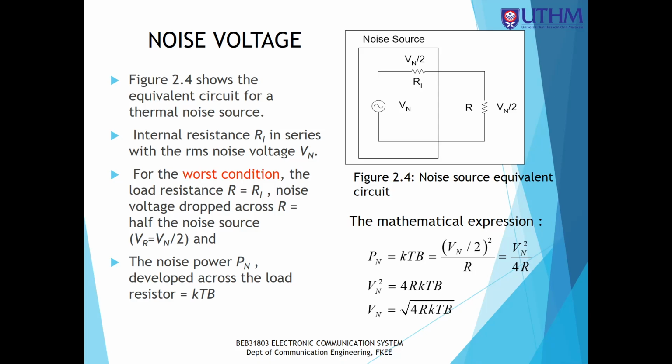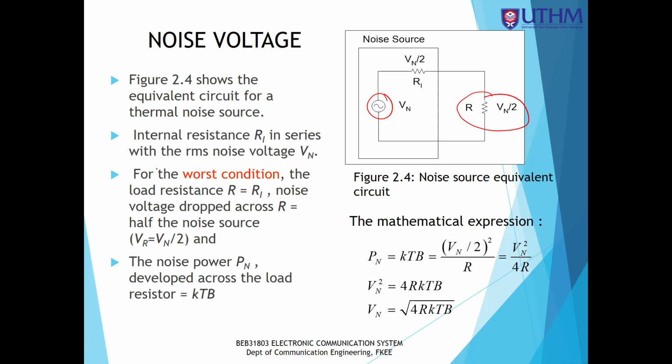The noise voltage Vn, which is seen from the load, at the load side. For example, here is the noise source. We have the circuit like this: Vn, and then this is Ri, the internal resistance, and we have a resistor which is connected in series with the load resistor. So this is the load resistor.